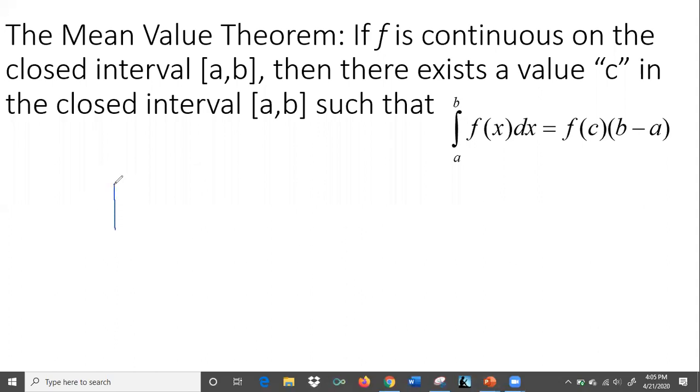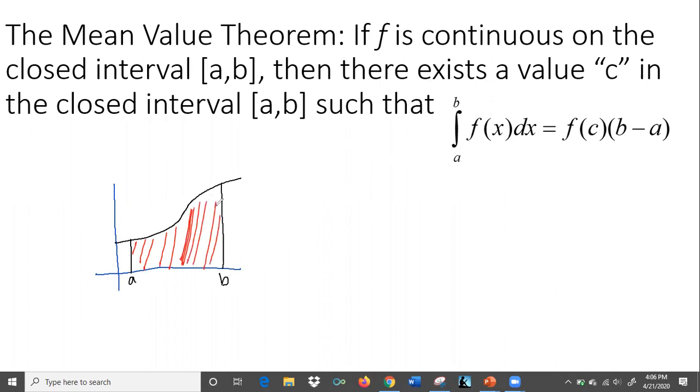Okay, so essentially what we're going to have, we have our axes here, and we're going to graph some kind of function. Let's say it looks something like this. Say this is our value of a, this is our value of b. Now we know if we take the integral from a to b, we're going to find the area that exists under this line. Okay, so the red is the area under that line.